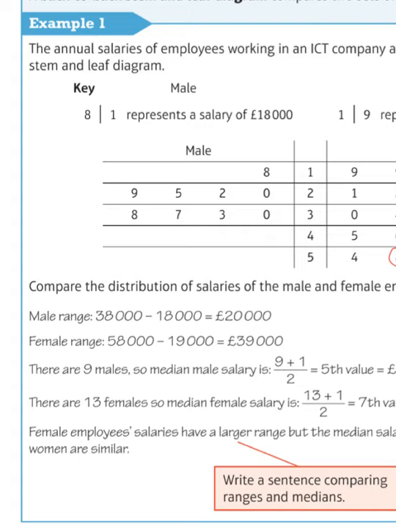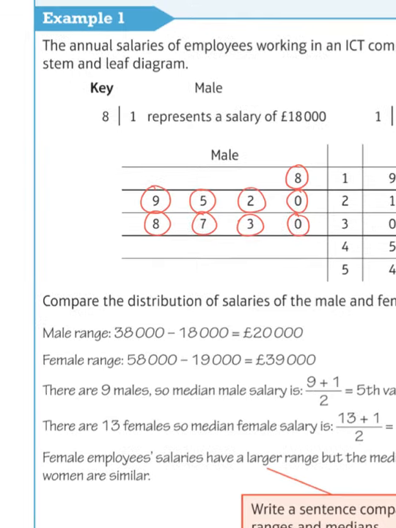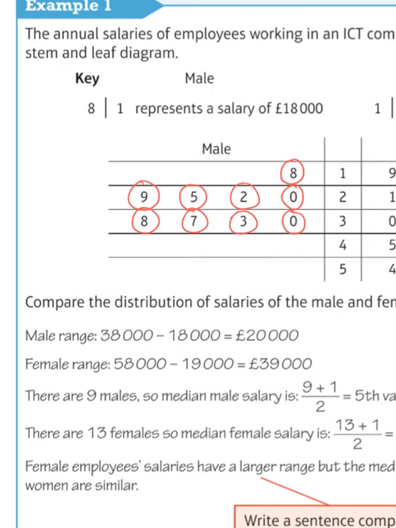Whenever we work on a stem and leaf diagram, we must write the stem and leaf diagram in ascending order, meaning lowest to highest. To work out the median for males, we need to count the amount of males there are in the stem and leaf. So there's 1, 2, 3, 4, 5, 6, 7, 8, and 9. To work out the median, we need to count them and then add 1 and divide it by 2. So 9 plus 1 is 10, and you divide by 2 is 5.